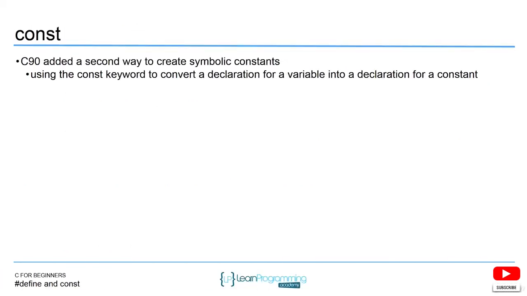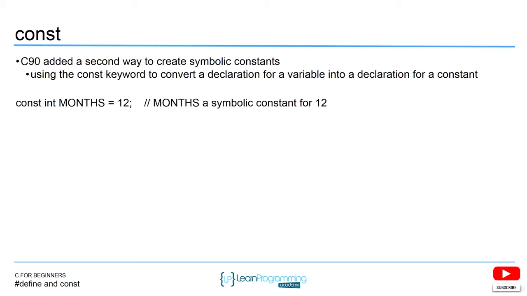Another way you can create constants in C is a more recent mechanism. C90 added basically another way, which is providing the const modifier. You can use the const keyword to convert a declaration for a variable into a declaration for a constant. And this will allow you never to be able to change that variable. So all you do is you say const, then the data type, and then the name of the variable. And what this does in this example, it's going to now make months a symbolic constant for 12.